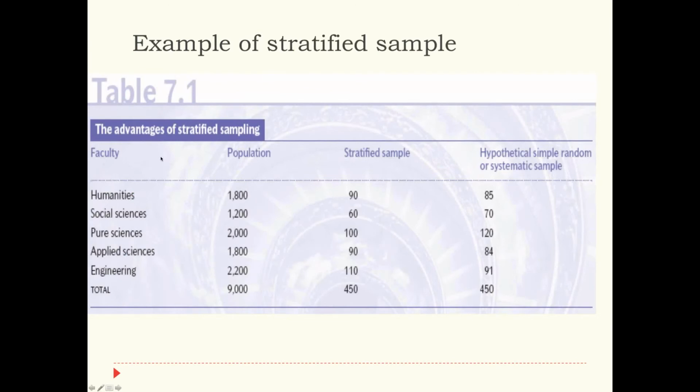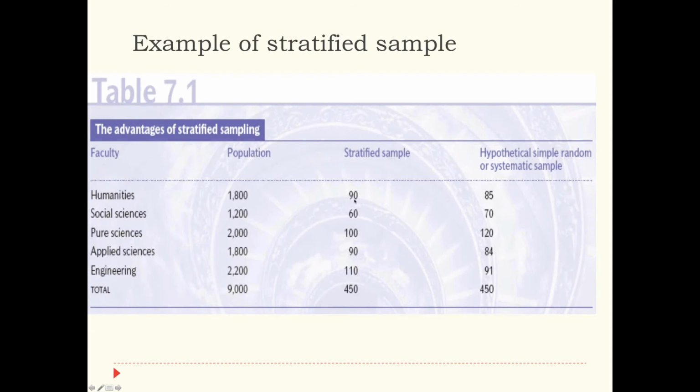This example I got from a textbook, but I think it's an easy way to see what this means. Let's say we're just doing a sample of faculty in a university, and we know what the population of the faculty is. It's not hard to get a count of how many faculty are in each division of the university. Ignore the middle column for now. Look at the hypothetical simple random sample. Every time we do a simple random sample, we're going to get slightly different numbers, right? We're not going to get exact percentages across these divisions because there's random error every time we draw a sample.